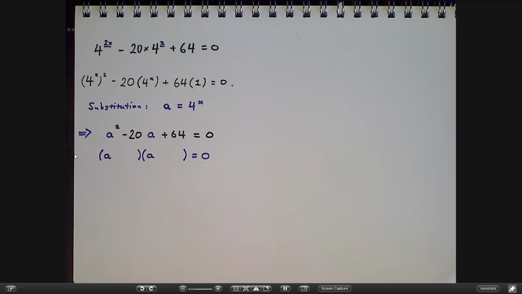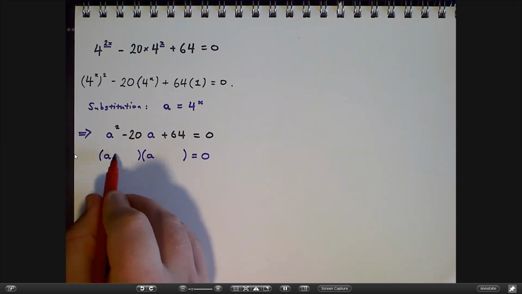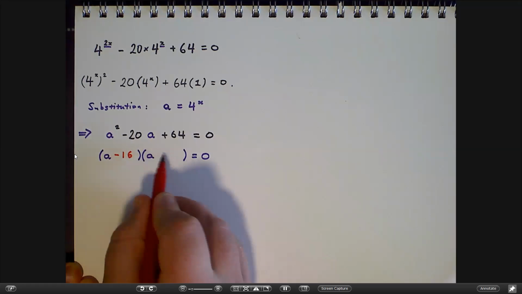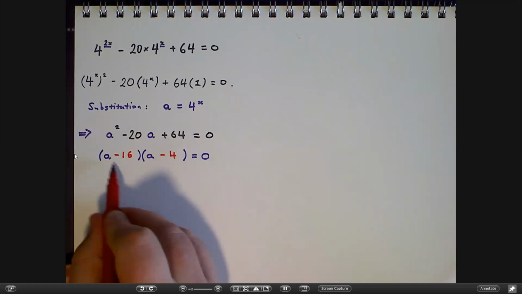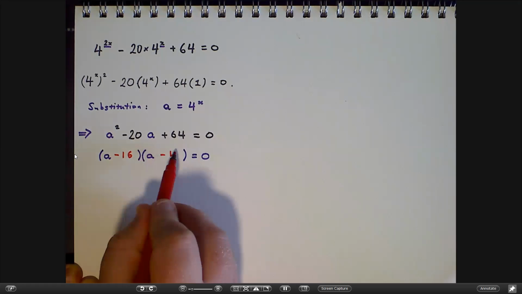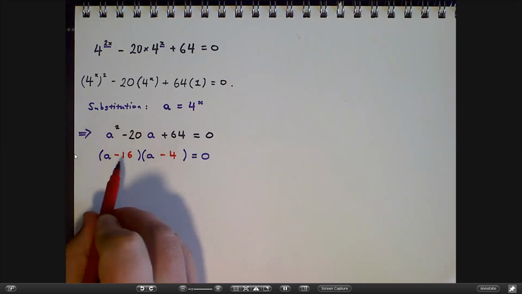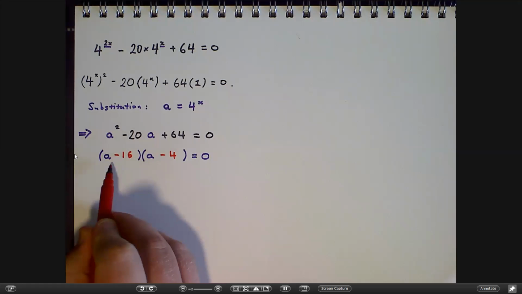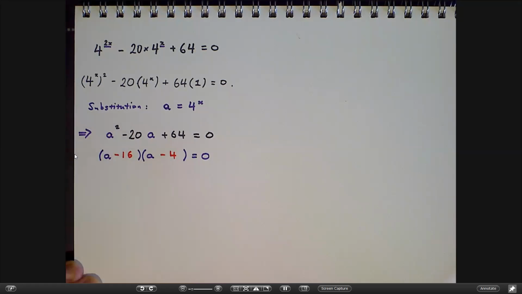Okay. I hope maybe you've thought of them yourself. But the two numbers we're looking for are going to be negative 16 and negative 4. So when we multiply out these brackets, we get 16 times 4, negative times negative, so that'd be positive 64. When we multiply out the cross terms, we'll get negative 16a and negative 4a. So they're going to add up to give us negative 20a, and then the a's are going to multiply together to give us a squared. So those two are going to do the job.